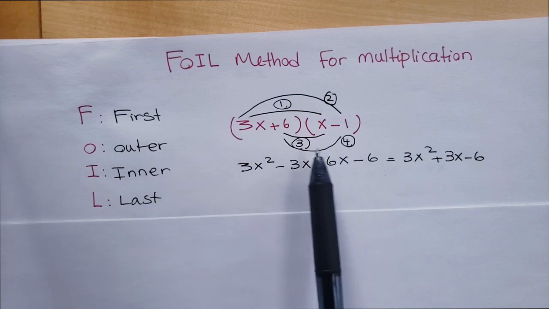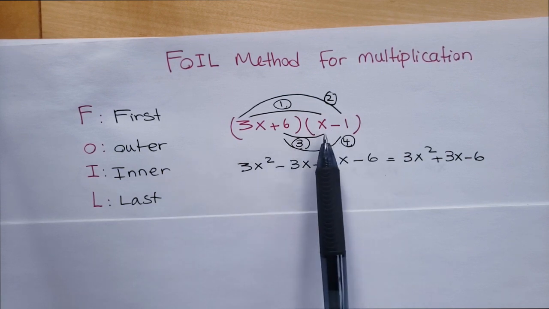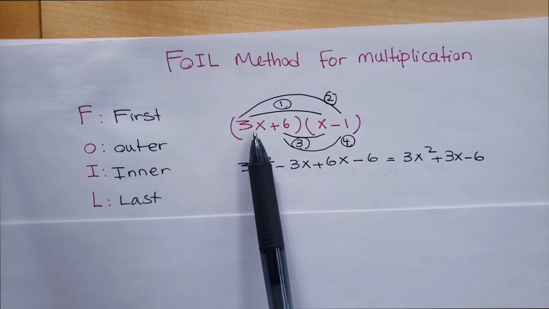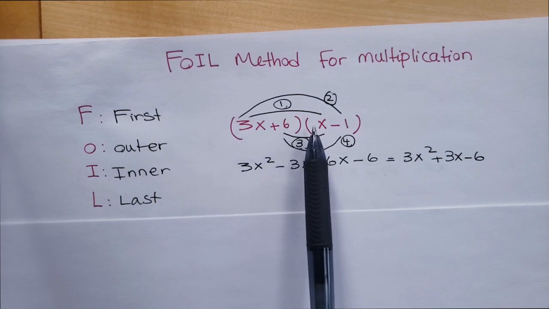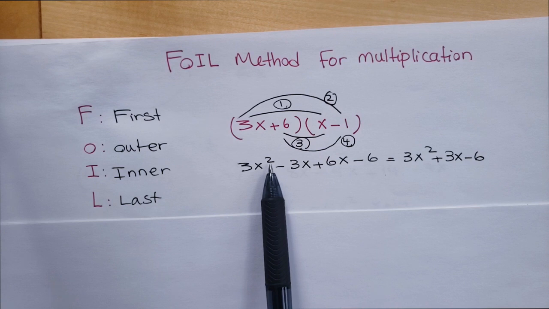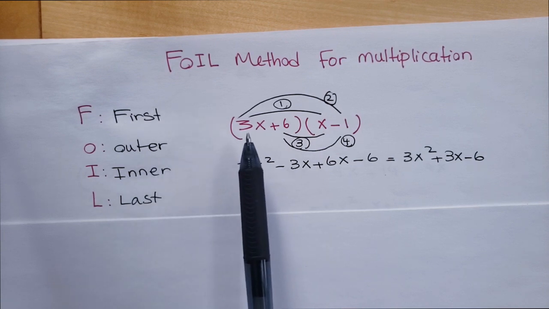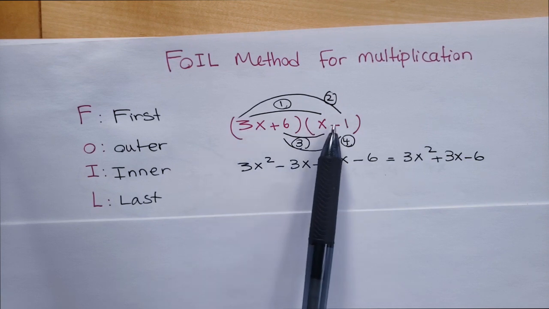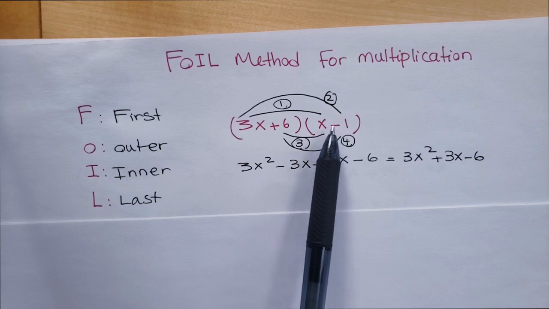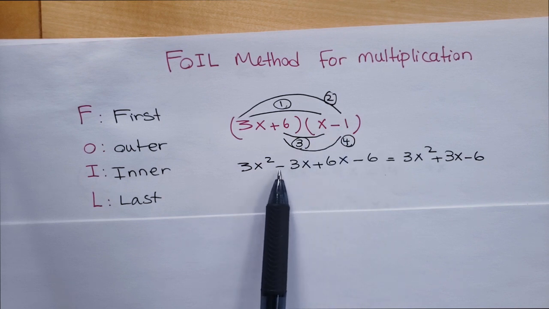Assuming we have two brackets with two binomials, the F would be the first term from the first bracket multiplied by the first term in the second bracket. So 3x times x, which would be 3x squared. The outer would be the first term from the first bracket multiplied by the outer term in the second bracket, which would be 3x times -1, and it will be -3x.